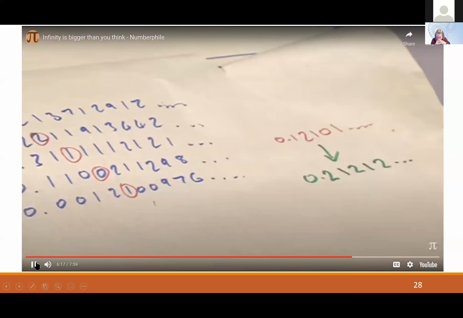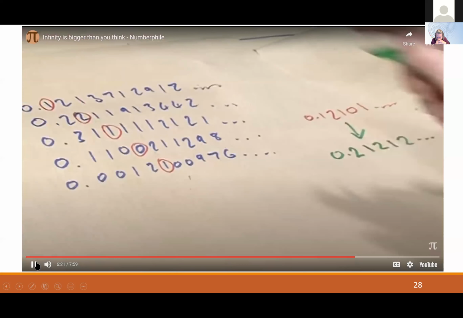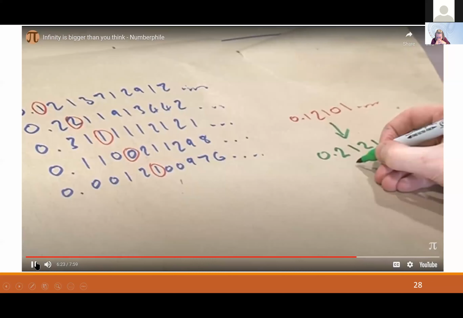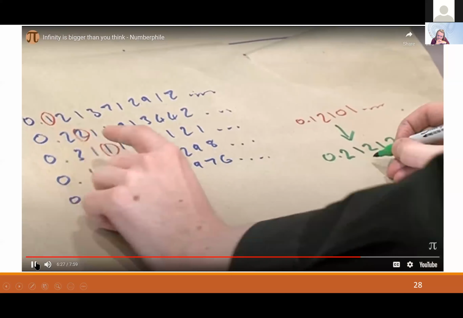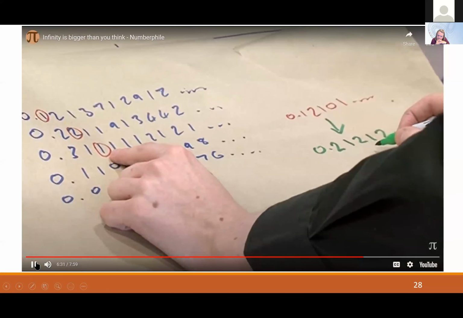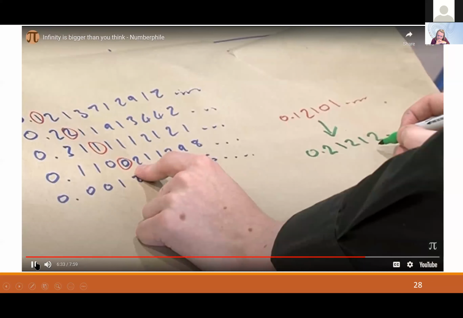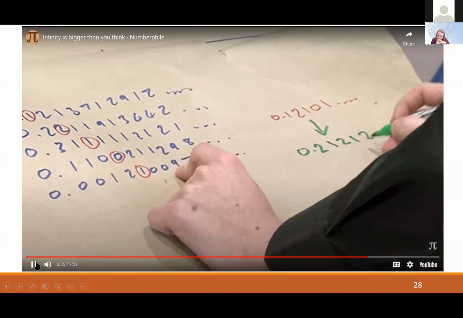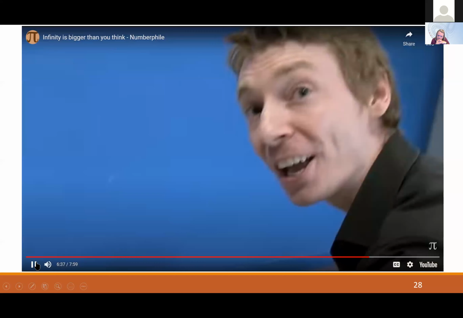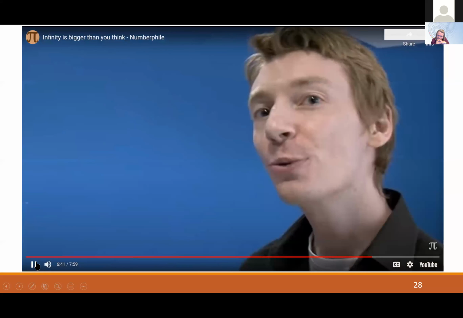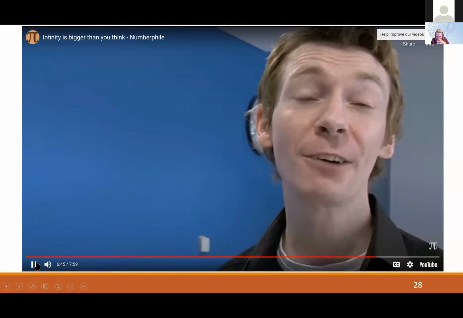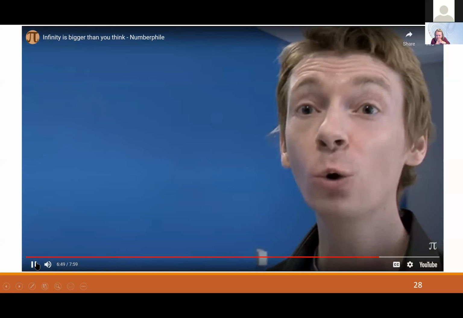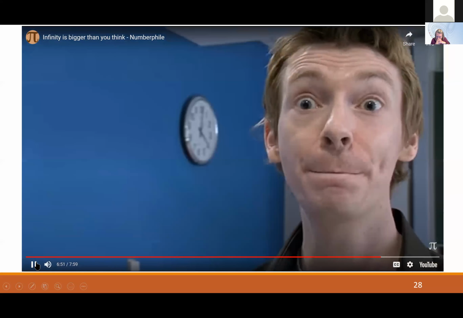That number is completely different from everything else on the list because it's not the first number, because it's different in the first place. It's not the second number because it's different in the second place. It's not the third number because it's different in the third place. It's not the fourth number because it's different in the fourth place. It's not the fifth number because it's different in the fifth place. You've made a number that's not on that list. And so you can't list all the decimals, in which case it is uncountable, it is unlistable. And that means it's a whole new type of infinity, a bigger type of infinity.